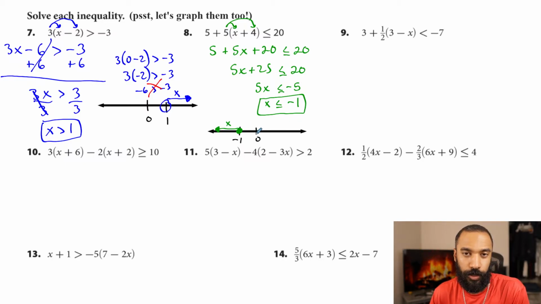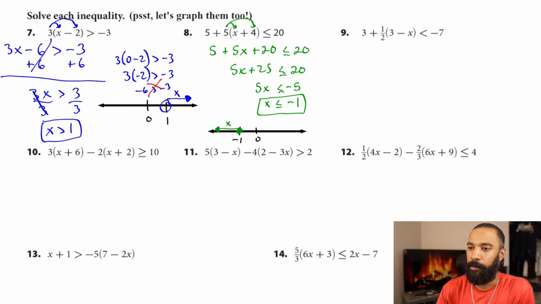Any of these values will hold true. 0 should not hold true. Let's try that. 0 plus 4 is 4. 5 times 4 is 20. 5 plus 20 is 25. Is 25 less than 20? No. Is it equal to 20? No. False statement. That's a good thing because that's what I anticipated. I guess this worked out well.